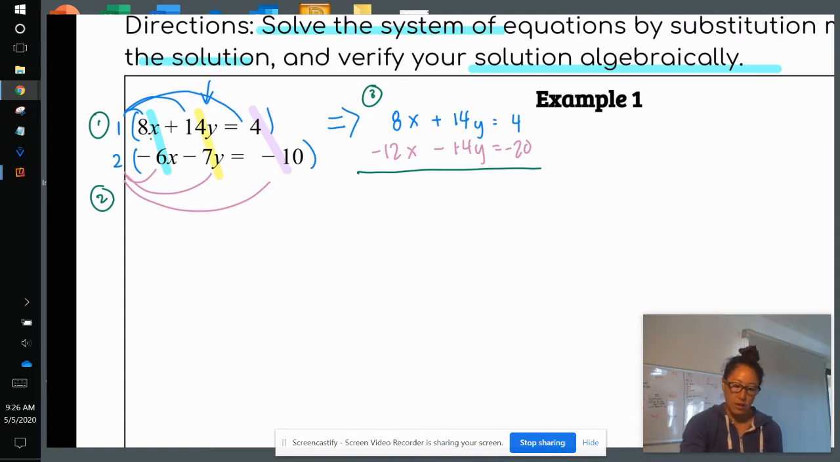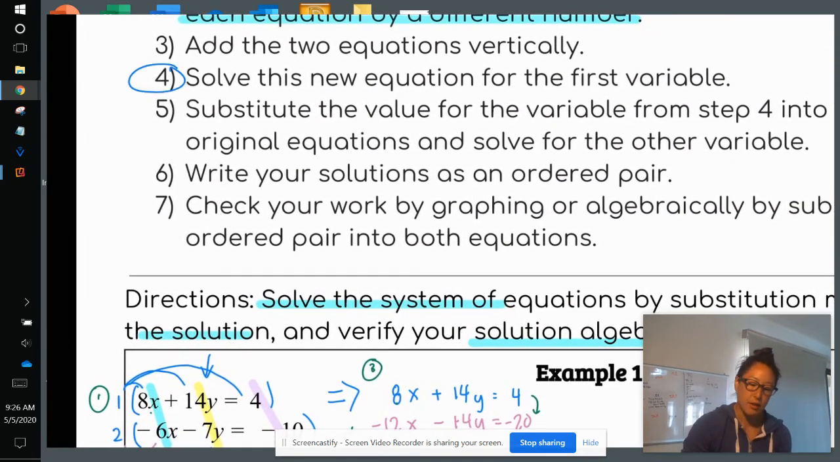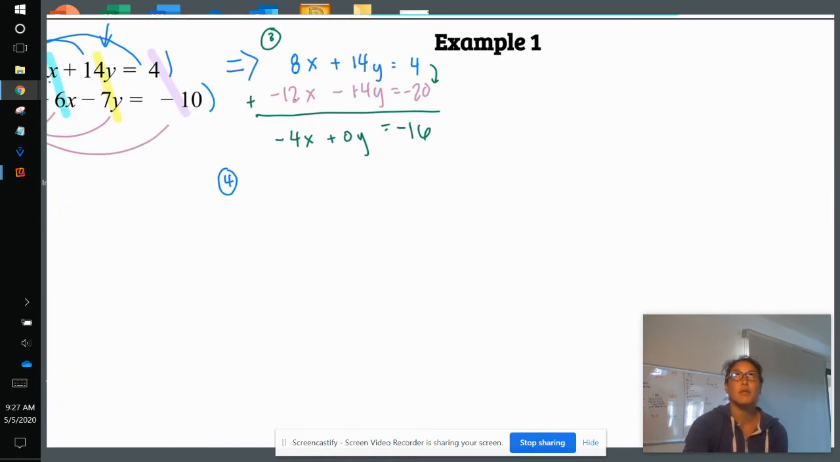Okay, so we're going to go ahead and add these up. I get 8 plus -12 gives me -4x. 14y minus 14y gives me 0y. And then 4 plus -20 gives me -16. Okay, step 4 is, let's see, make sure I'm doing these, add vertically. Step 4 is to solve for the first variable. So my 0y goes away. I get -4x is equal to -16.